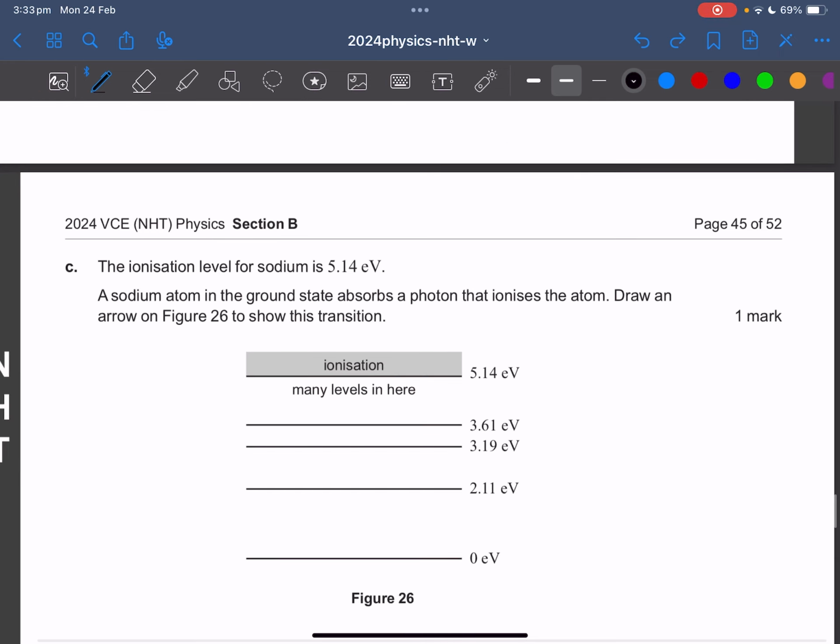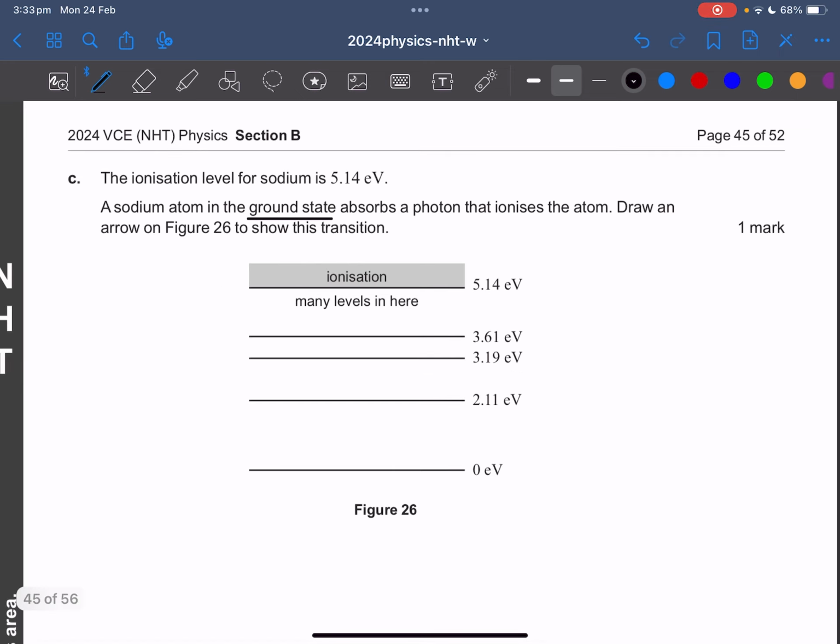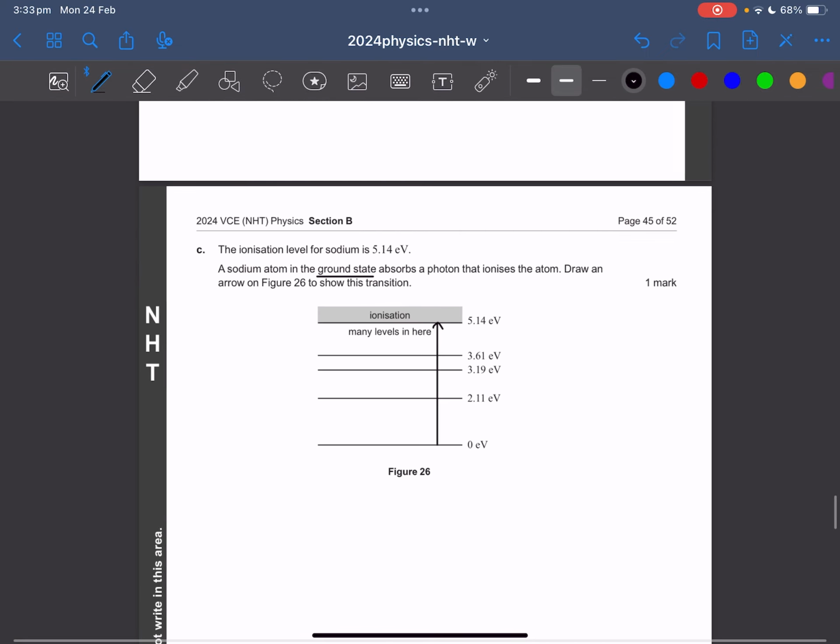The ionization level for sodium is 5.14 eV. A sodium atom in the ground state absorbs a photon that ionizes the atom. Draw an arrow on figure 26 to show this transition. So it's now absorbing, so the arrow is going to point upwards, going from the ground state all the way to the ionization level. It's going to go from 0 all the way to 5.14 because that is the ionization level of sodium. Hopefully that made sense.